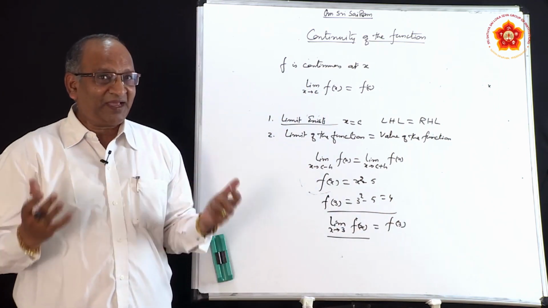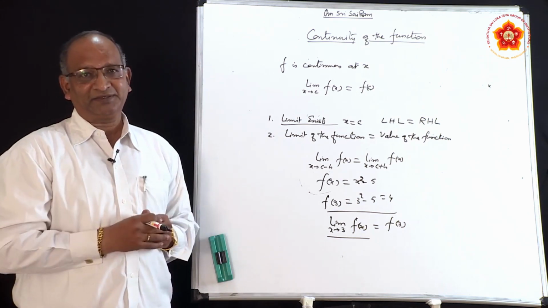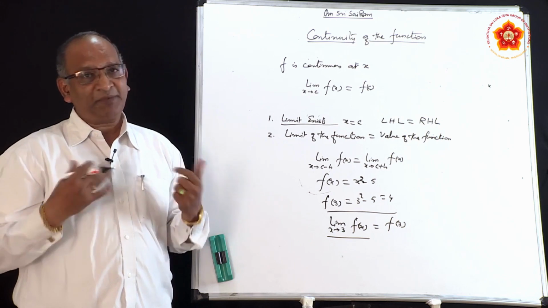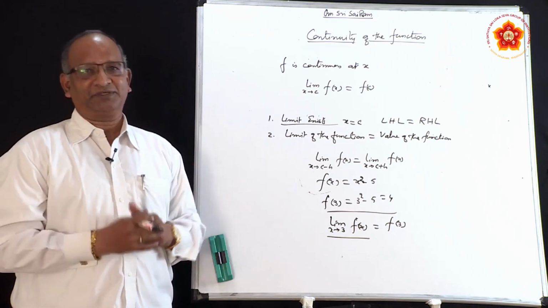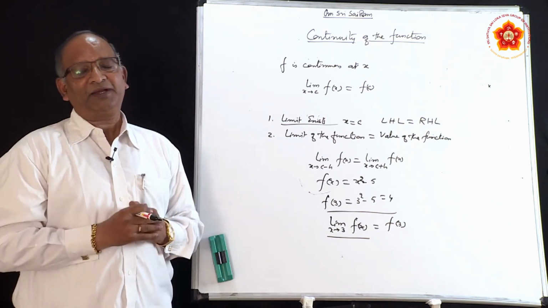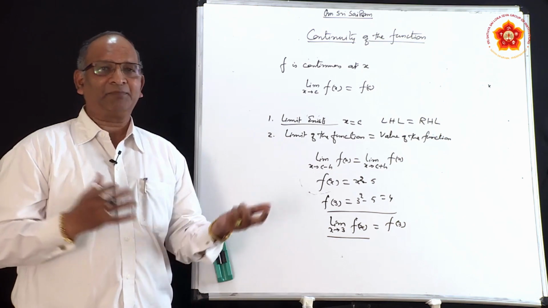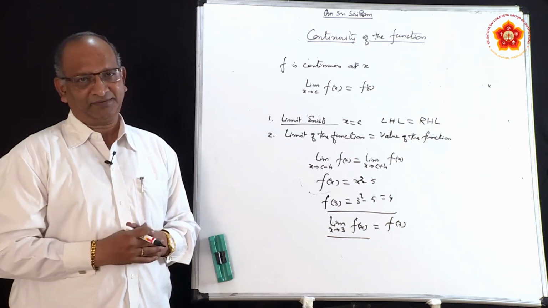Now let us try defining it in a different way. We have learnt when it will be continuous. Now we should be able to tell when they will be discontinuous. At a given point, we can say a particular function is discontinuous if any of the conditions, or both the conditions, are not satisfied.